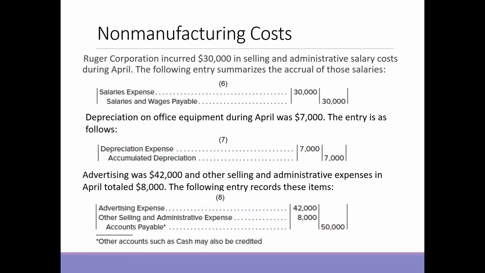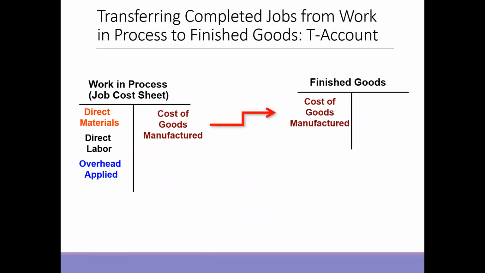Okay. So basically, the point of this slide is just helping you understand that non-manufacturing expenses, those expenses a company incurs that are outside of actually manufacturing the products, go right to the income statement. They don't flow through the inventory accounts. So now, let's say a job is completed.